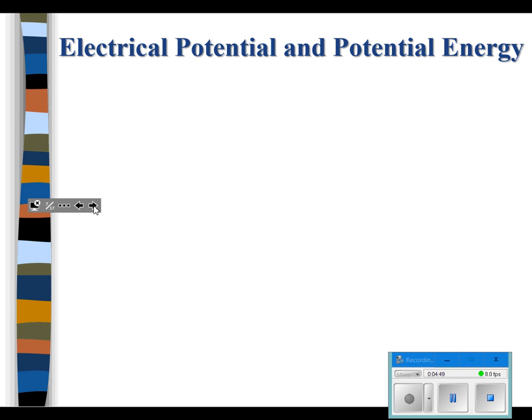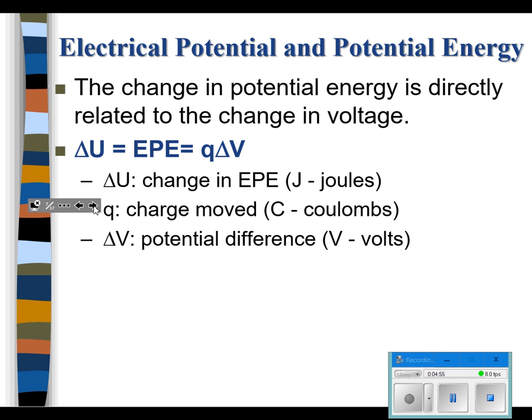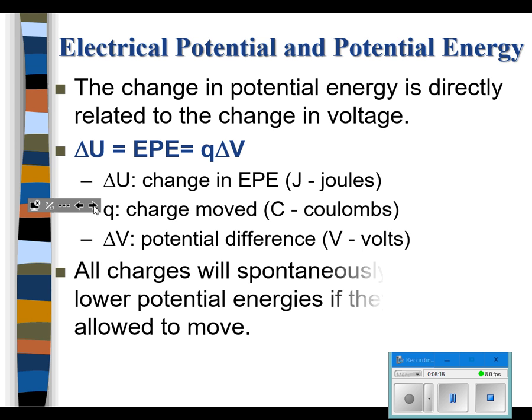Now, electric potential and potential energy. The change in potential energy is directly related to the change in voltage. Our change in U, our electric potential energy, is equal to Q times our change in V. We know our U units are joules, our Q units are coulombs, and our V units are volts.